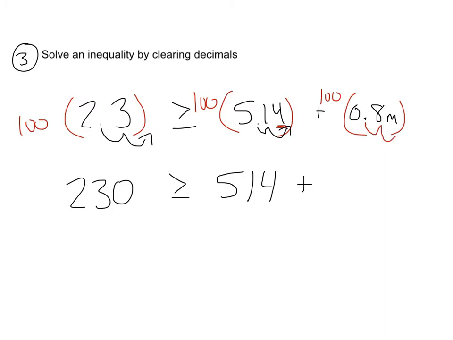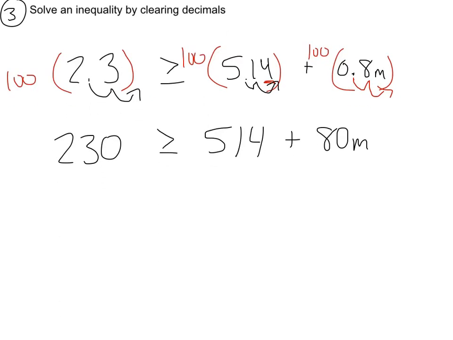1, 2, but it's 0.8m. That's okay. We're going to pretend the m doesn't exist just for a second. So the 0.8 becomes 80, and then it was 0.8 times m, so we're going to make it 80 times m also. Okay, so we cleared our decimals out. How do we know that? Well, there are no more decimals, so that's how we know.